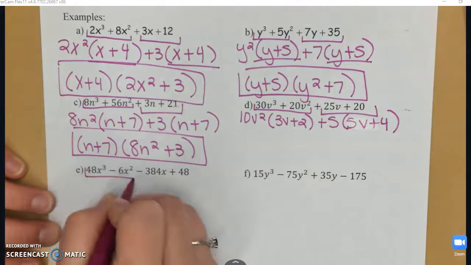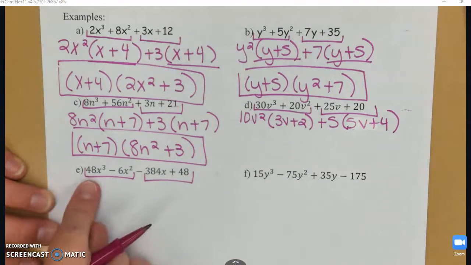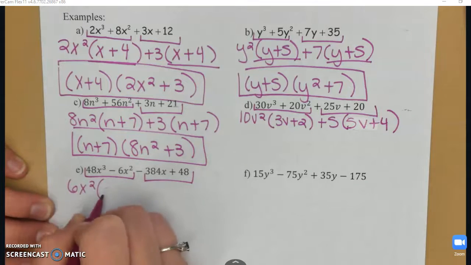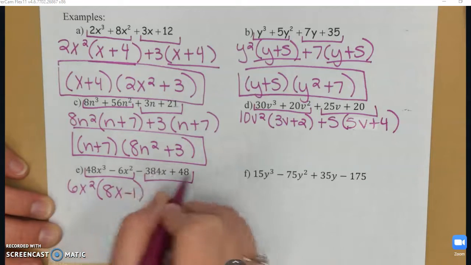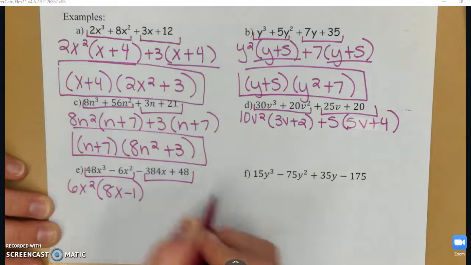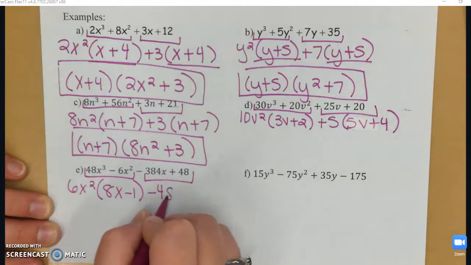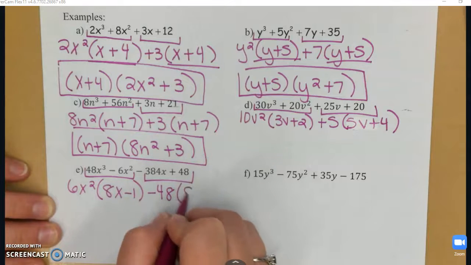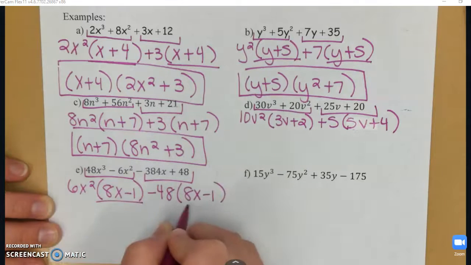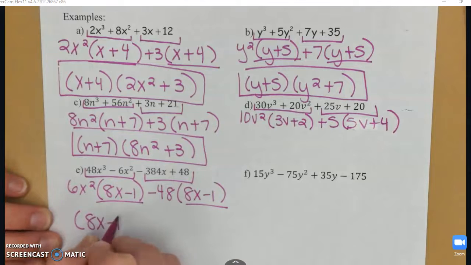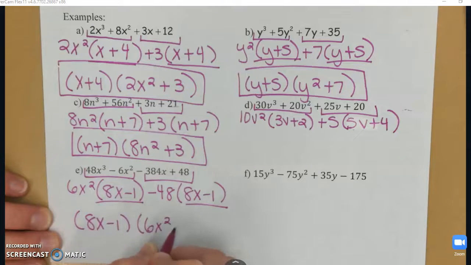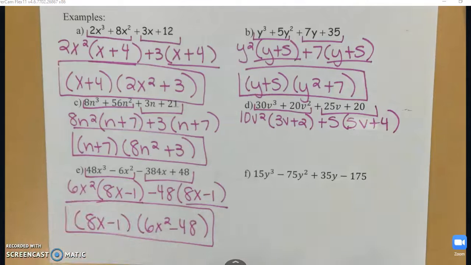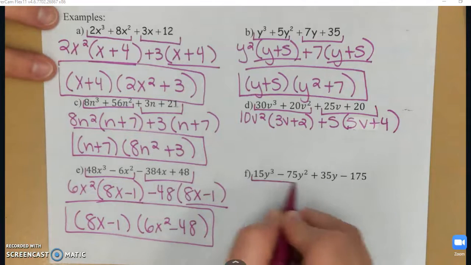On to E. Again, I'm going to group and group. 48x cubed minus 6x squared. I can factor out 6x squared, and my leftovers will be 8x minus 1. Negative 384x plus 48. I can factor out a negative 48, and that will leave me with 8x minus 1. So 8x minus 1 is a common factor, so I can pull that out, and I'm left with 6x squared minus 48. There is my final answer. Again, FOIL, double check that you've done it correctly.